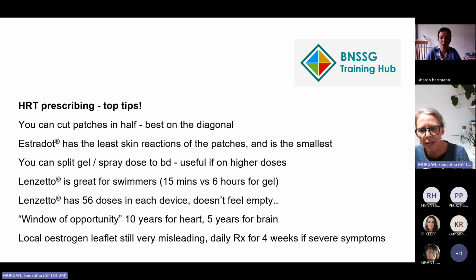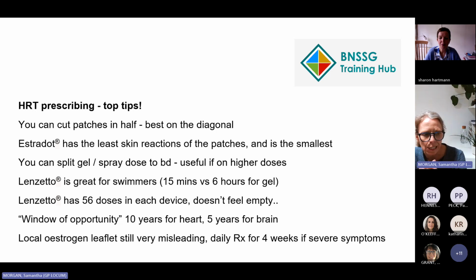And we talk about this window of opportunity for the protective effects of HRT, which is currently thought to be 10 years for the heart and 5 years for the brain. The local estrogen leaflet is still quite misleading. It says things like you can't use local estrogen if you have hypertension. So I tend to just proactively let people know that it's just not very helpful. You often otherwise get a phone call a bit later on saying, oh, you told me it was safe.